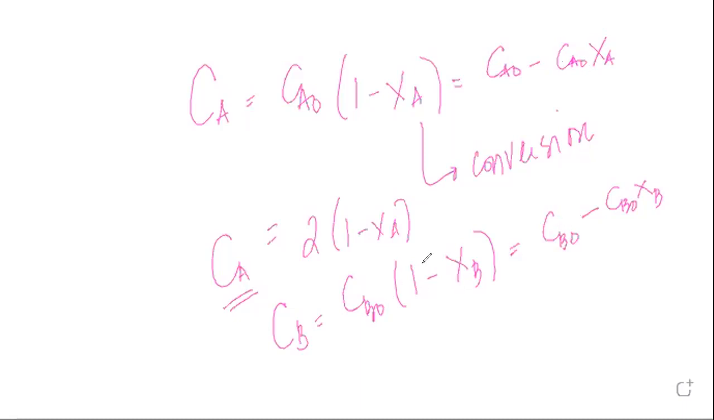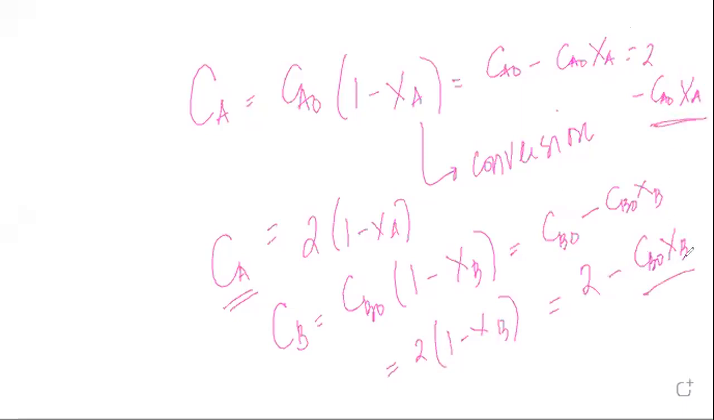Now, CBO(1 minus XB) is the concentration of B at any time, just like Ca is equal to CaO minus CaO Xa, the concentration of A at any time. So I can place here 2(1 minus XB), or this could also be written as 2 minus CBO XB. Now, this could also be written as 2 minus CaO XA. So they have the same representation; they just change in this part.